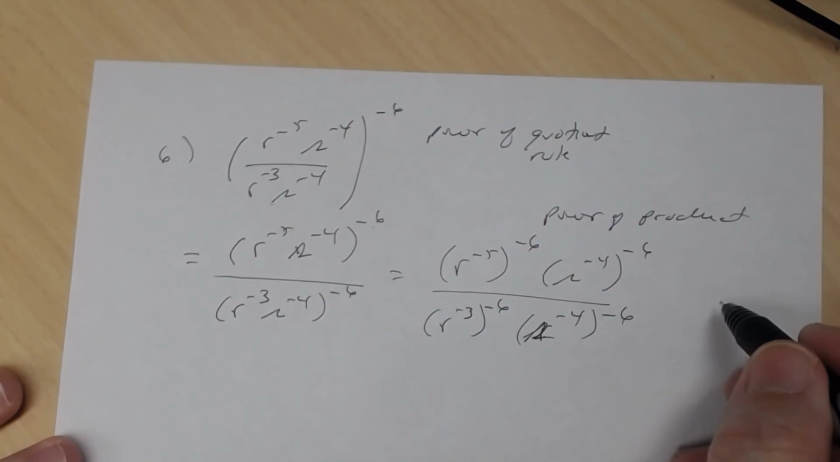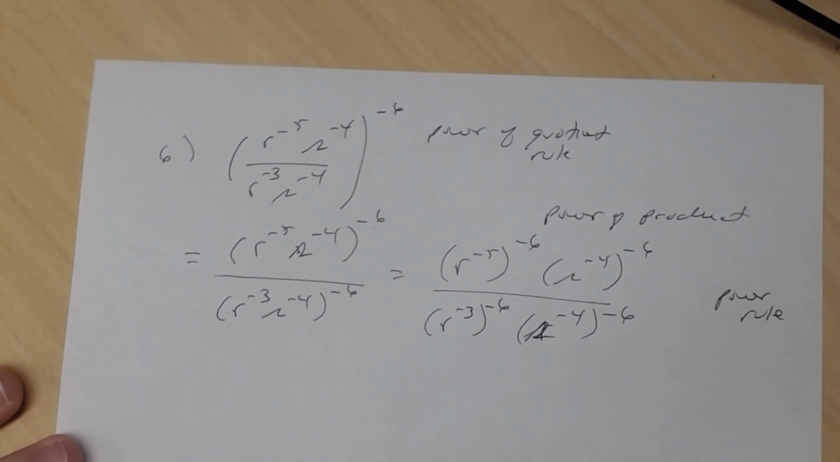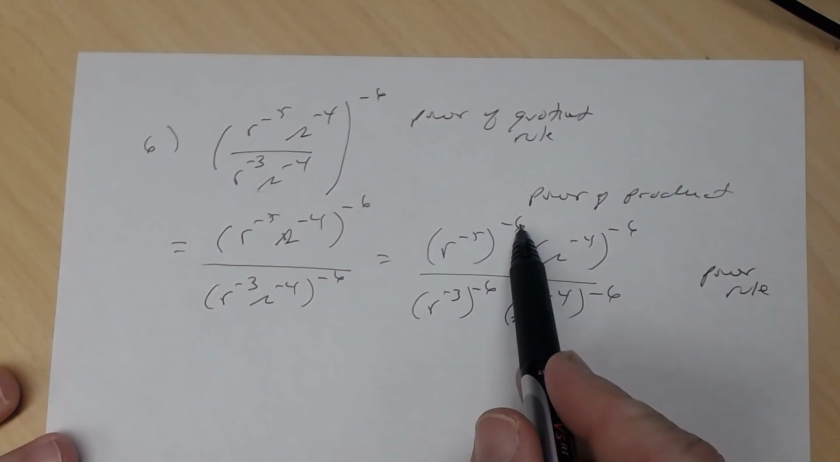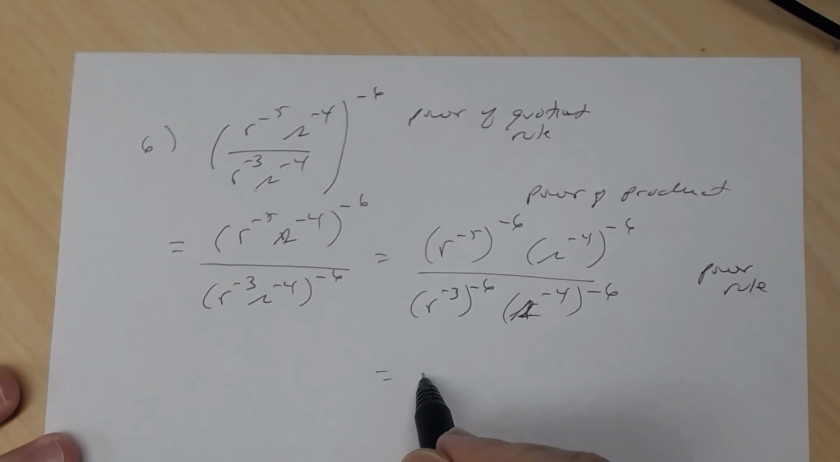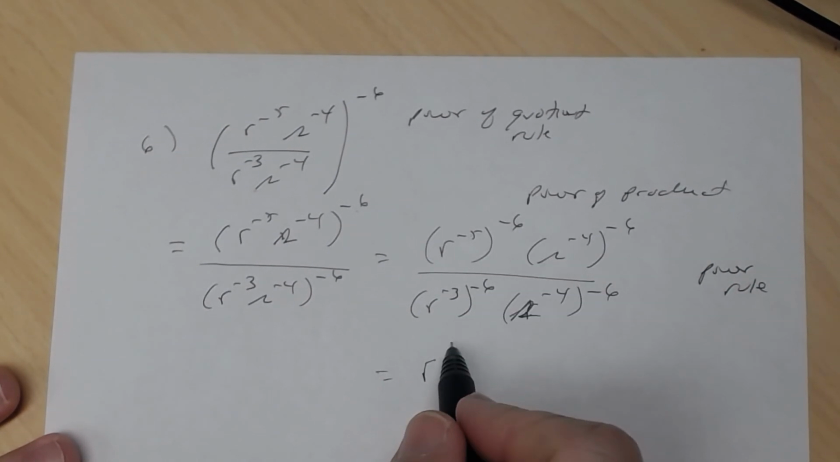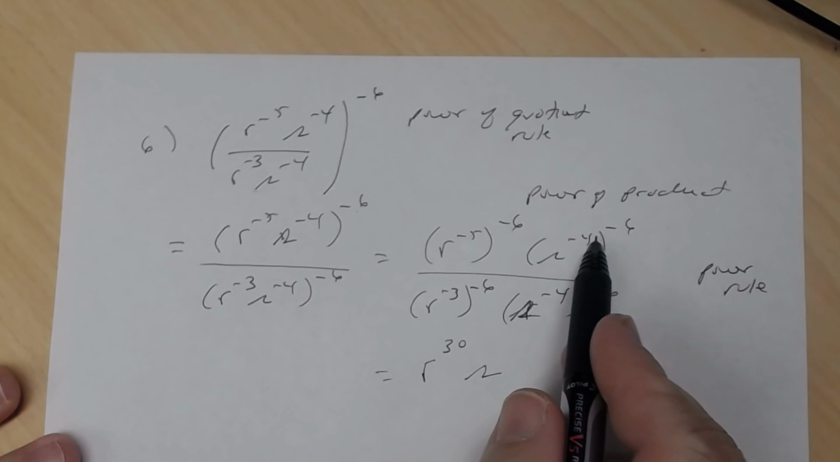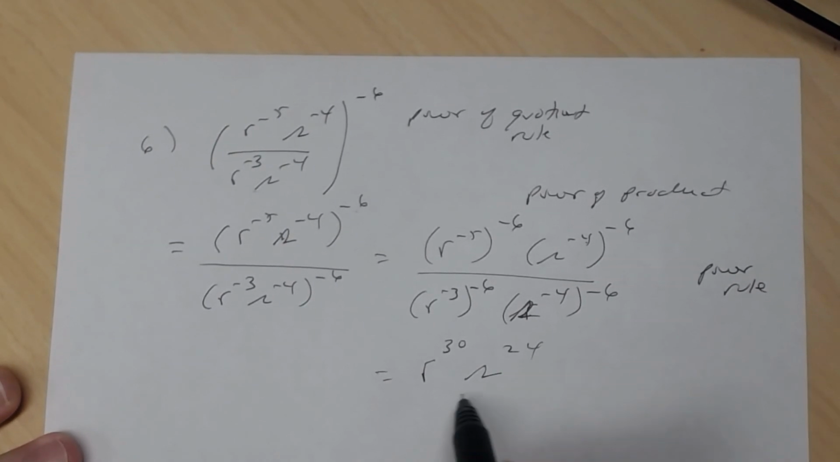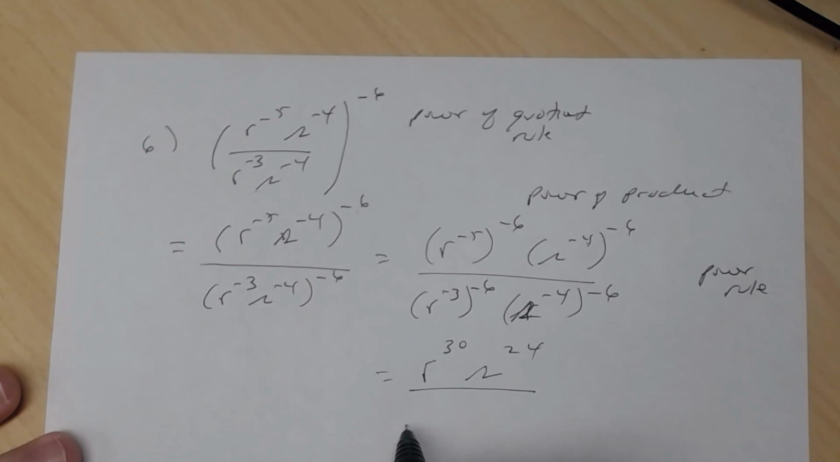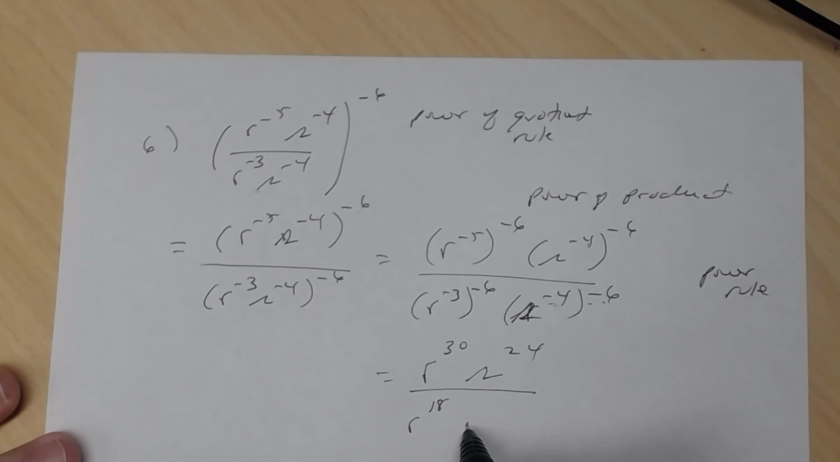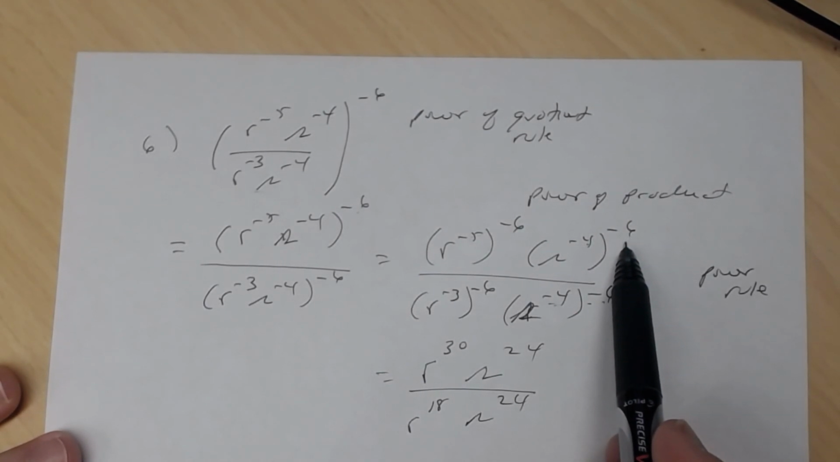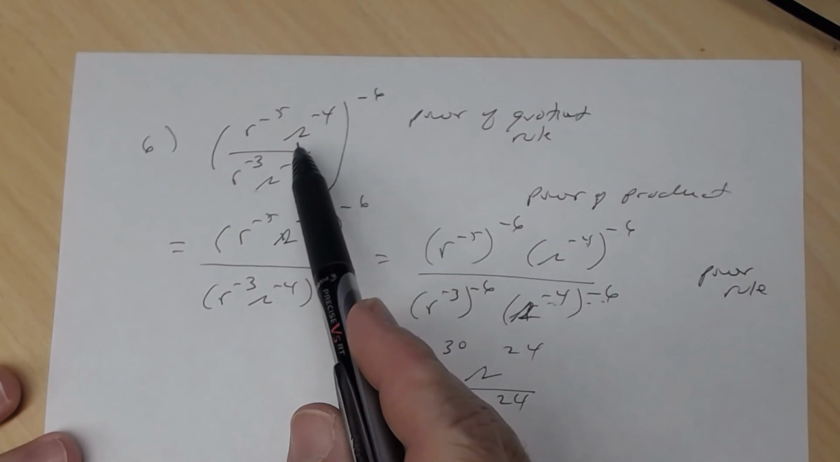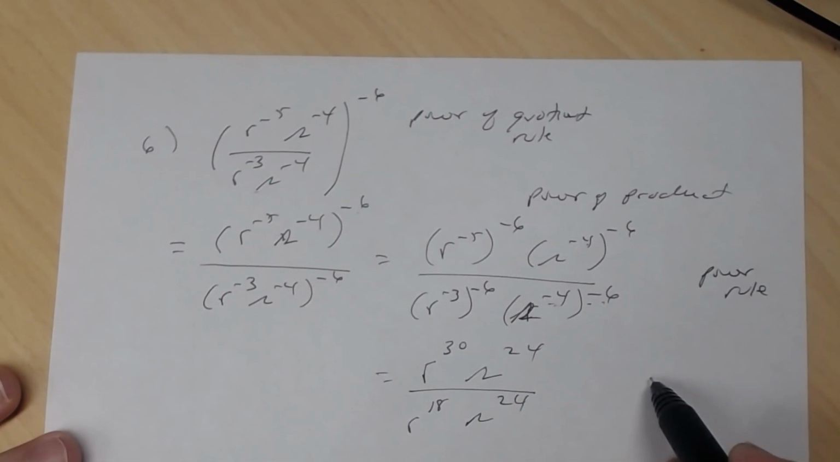And now you're going to use the power rule next. When you have a power raised to a power, you multiply those exponents. So the numerator becomes r to the negative 5 times negative 6, a positive 30, times s, negative 4 times negative 6, a positive 24, divided by r to the negative 3 times negative 6, a positive 18, and then s to the negative 4 times a negative 6, a positive 24. Okay, now let me make sure I wrote number 6 correctly. Yeah, all right. So now we're going to use the quotient rule.